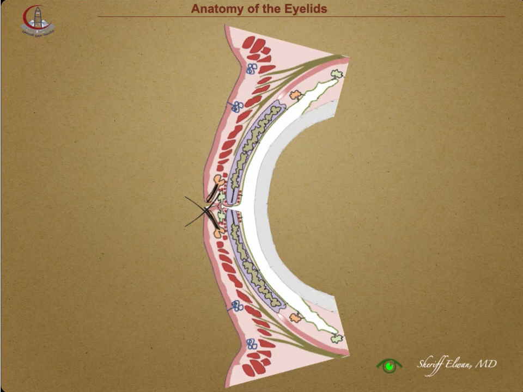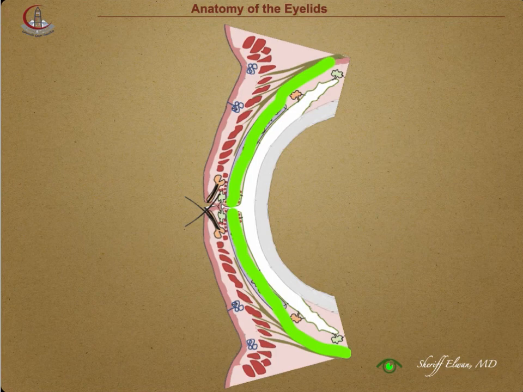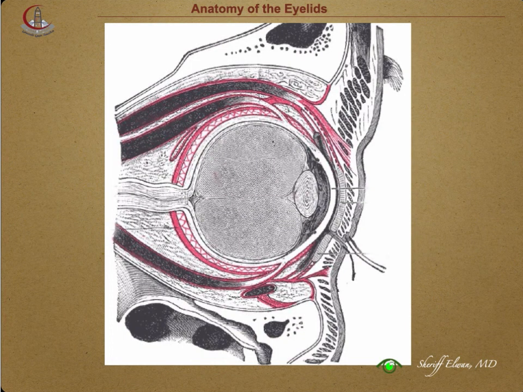Here is a sagittal section of both upper and lower eyelids, and here is the tarsus and the orbital septum. And in this way you can see that this green line is completely separating what is inside the orbit from what is outside the orbit. And to make this clearer, this is a sagittal section of the bony orbit with all the structures inside together with the eyelids in the closed position.